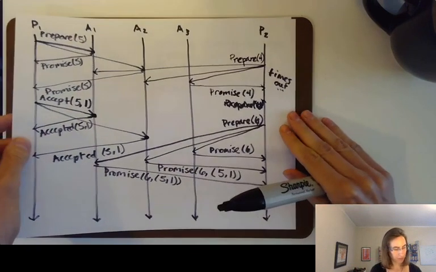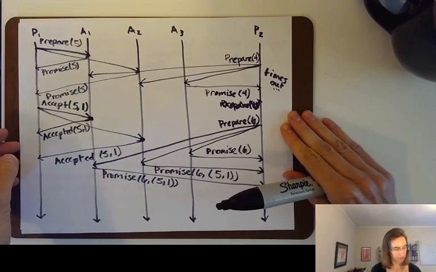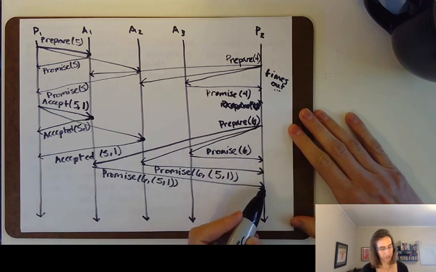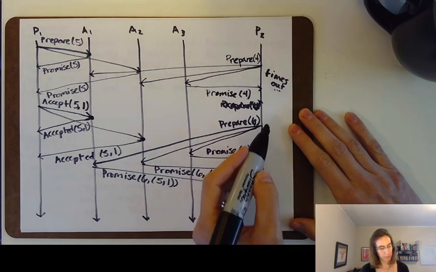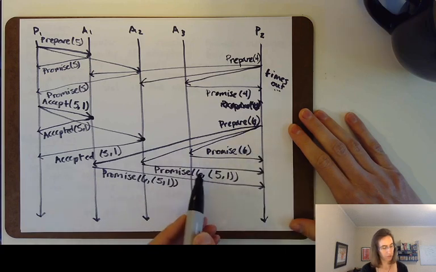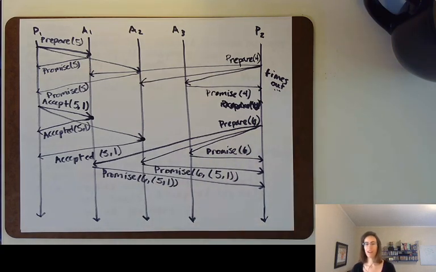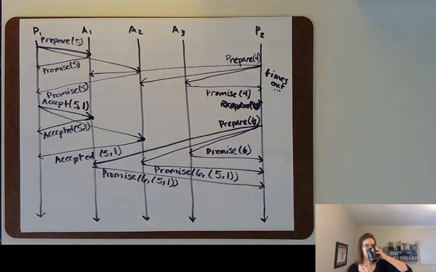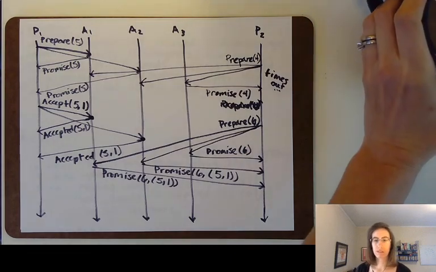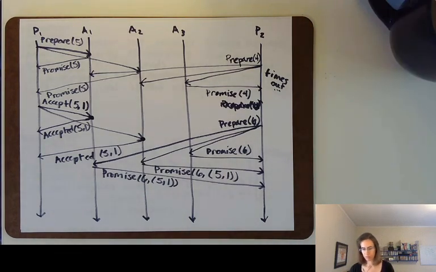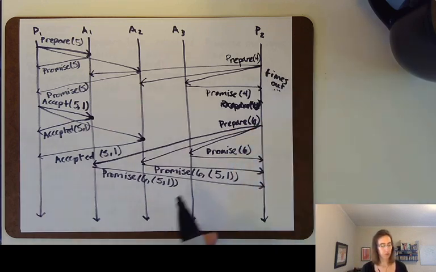So here again is our picture of our example run here. And this is the situation that we're in, where proposer 2 has sent out this prepare 6, and it's gotten one promise 6, and then 2 promise 6s that have this extra information tagging along. So what do you think that the proposer is going to have to do with that information?